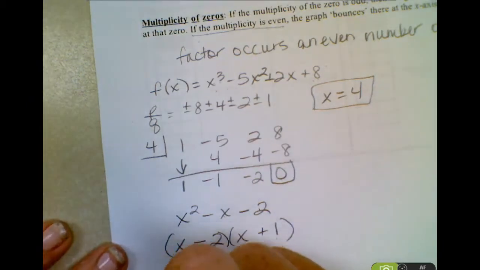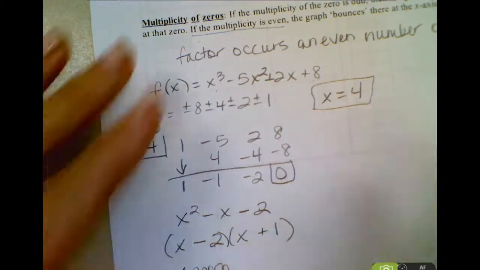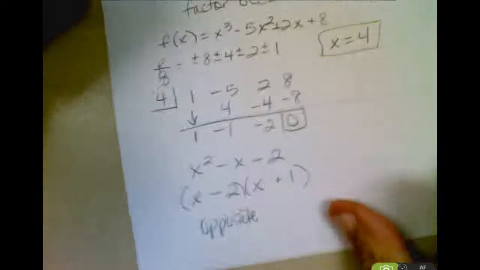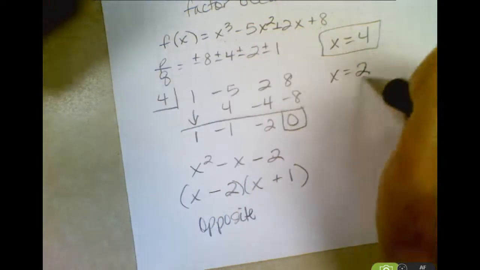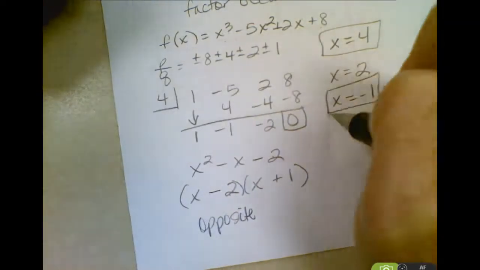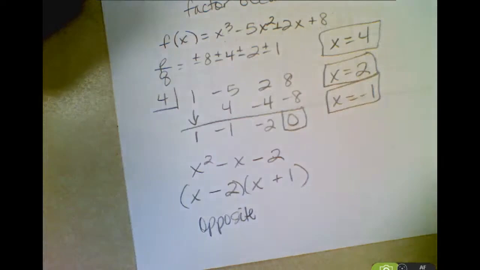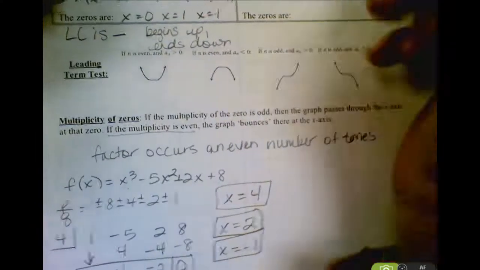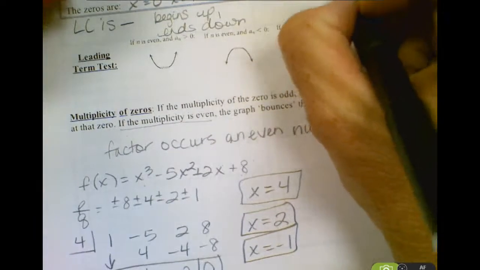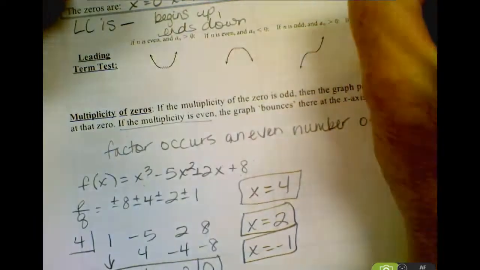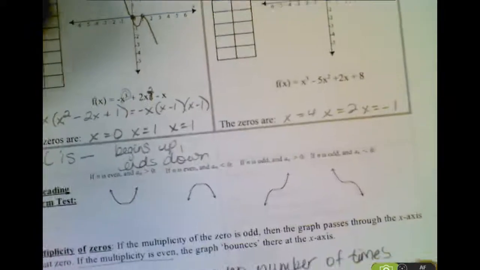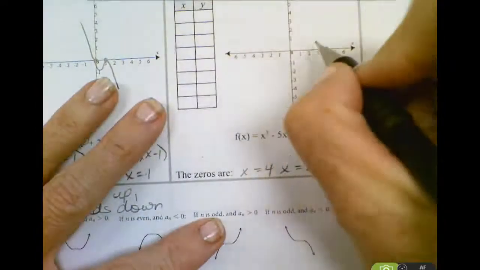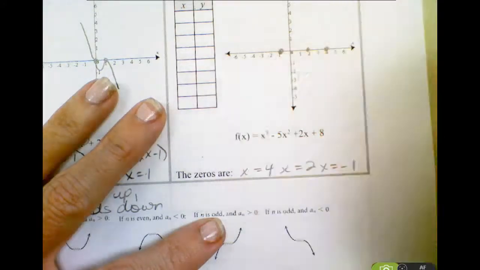The opposites are my solutions. So my solutions are x equals 2 and x equals negative 1. Very clean, easy way to be able to graph without having to go through all the hassle of a table of values. So my solutions are at x equals 4, x equals 2, and x equals negative 1. Okay, just transferred those zeros back up here. So I've got them at 4, 2, and negative 1.